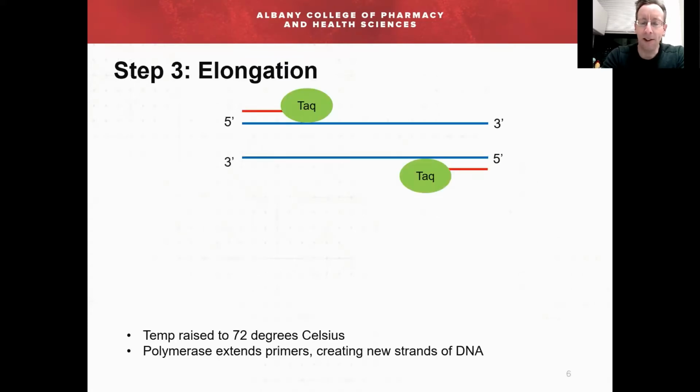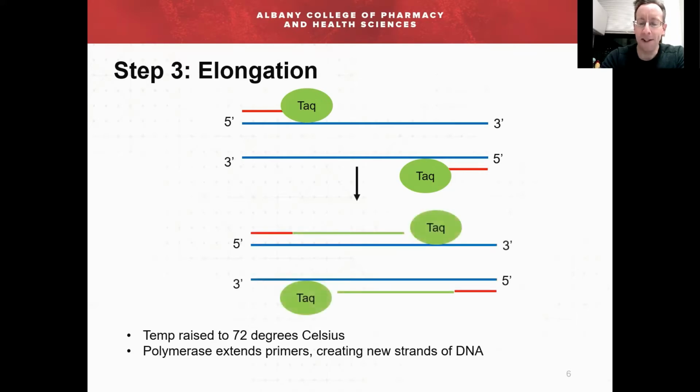The next step is the elongation process. So our Taq polymerase comes into play. It binds to the complex of our primers and our single-stranded DNA molecules. The temperature is raised to 72 degrees, and this allows the Taq polymerase to do its job. As a polymerase, it creates or adds to or elongates those strands to create a duplicated copy of our DNA.